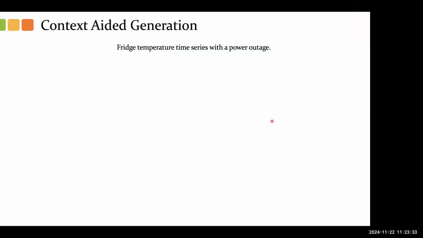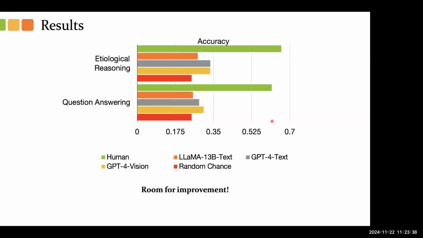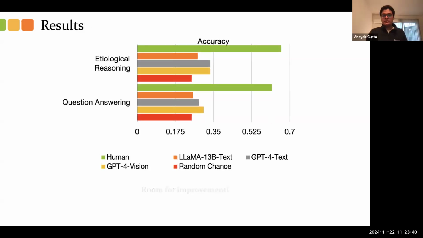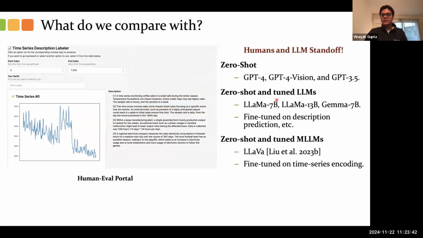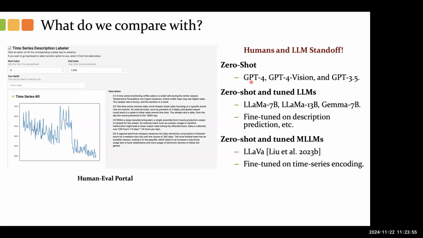We have a quick question in the chat. What exactly are you giving the LLM? Is it the graph or the raw data? So that depends on two things. For one setting, LLaVA, we pass the graph, and for Llama, we give the time series as text. And the same is true for GPT-4 Vision and correspondingly for GPT-4. Great. Thank you for answering that.